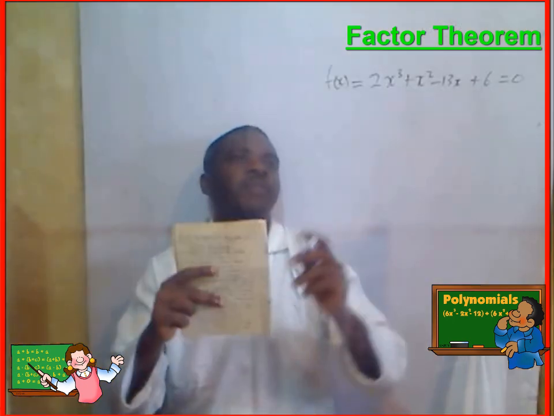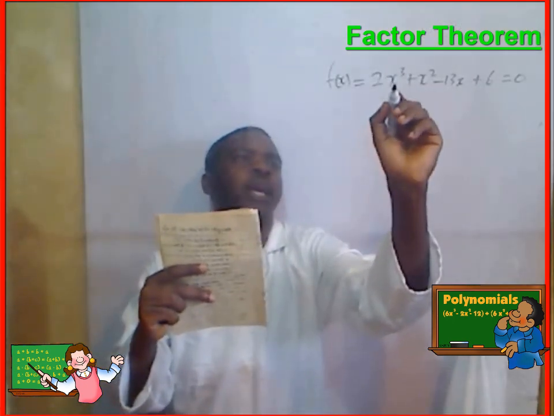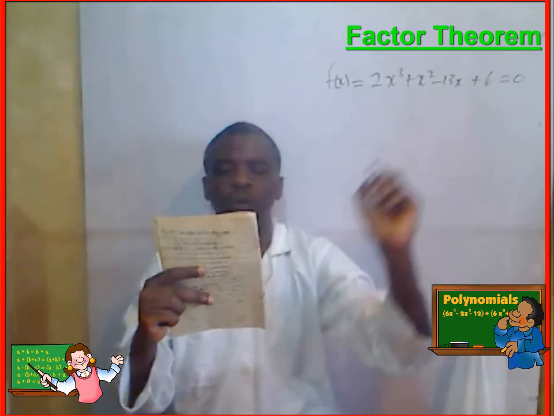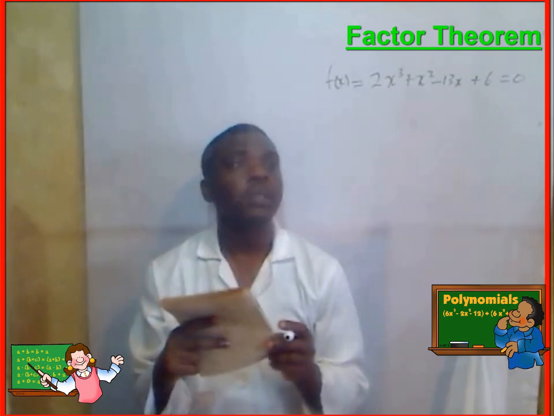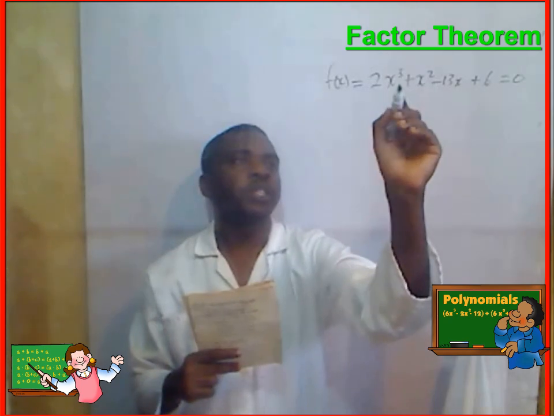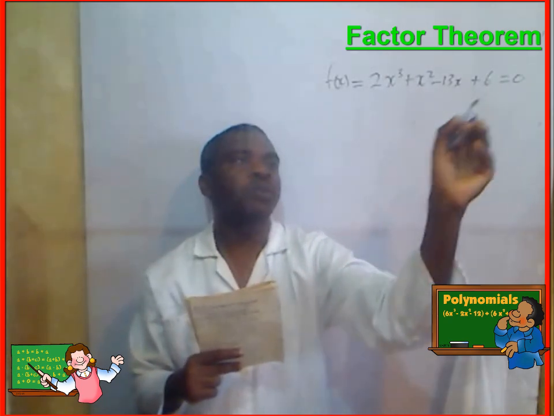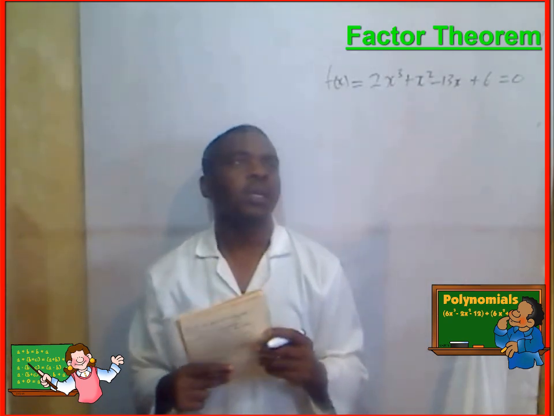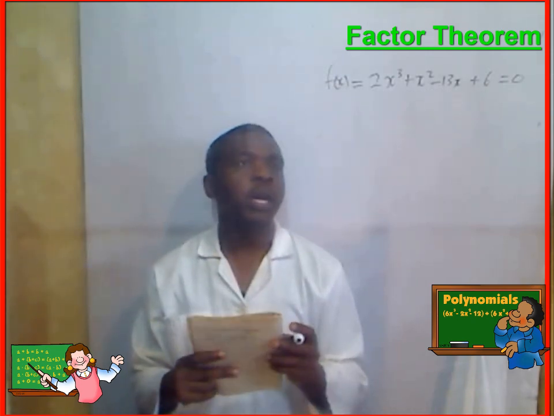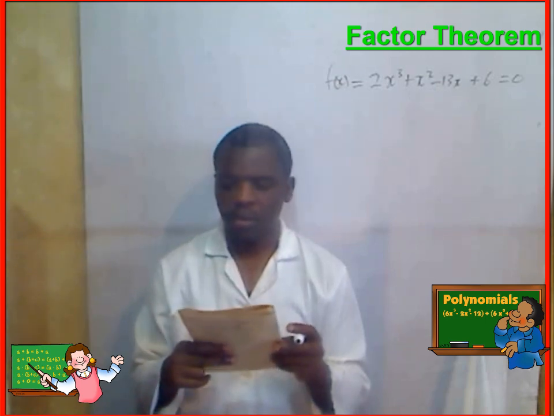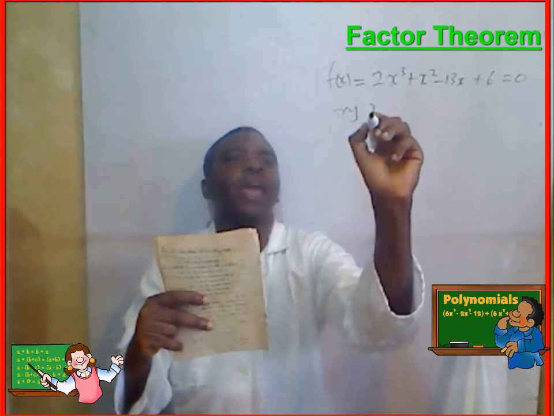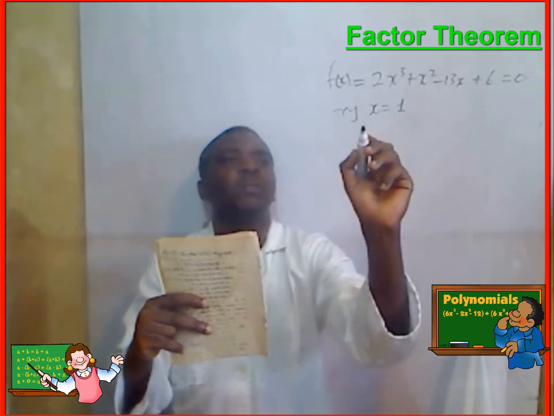Solve the equation f of x is equal to 2x cubed plus x squared minus 13x plus 6 equal to 0. So just by inspection, this is a cubic equation, so you should have at most 3 roots. Now, how do we get the first root? So we can use the trial method. If we try x equals 1, what shall we have there?